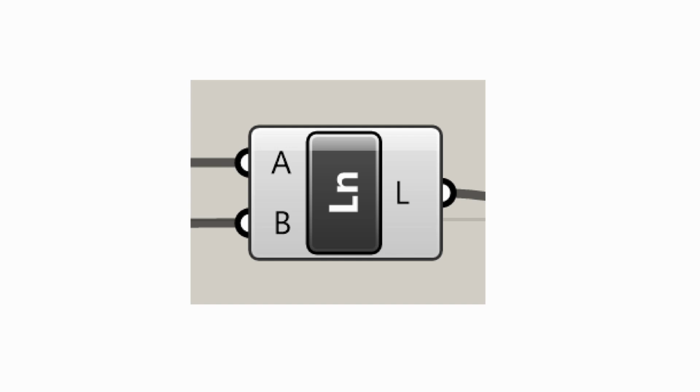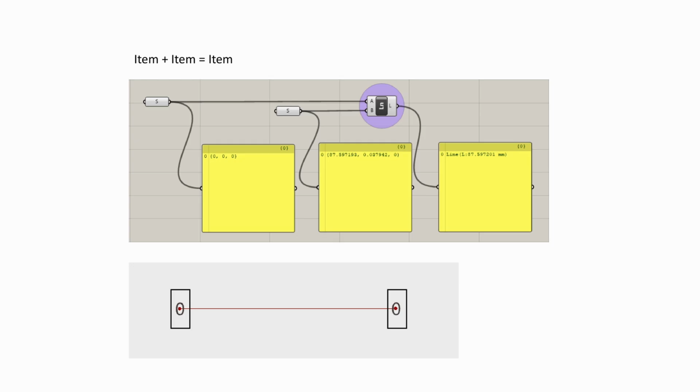Let's understand this with a simple example, the Line AB component. This component takes 2 points as inputs and produces a line between the 2 points. But remember, this logic applies to almost every component in Grasshopper. Let's examine a few cases of its usage.